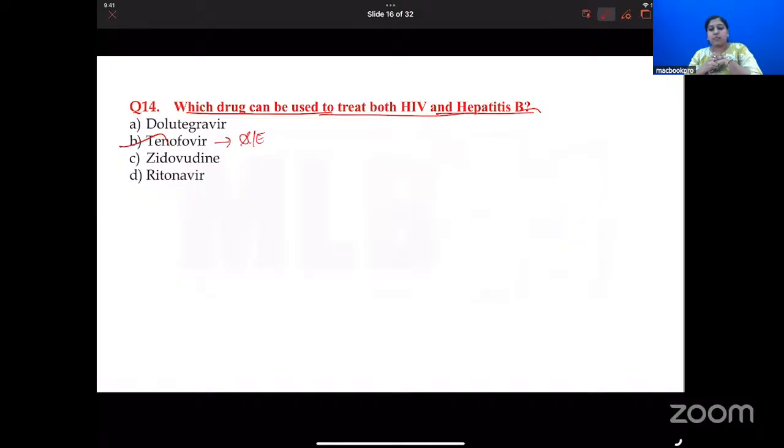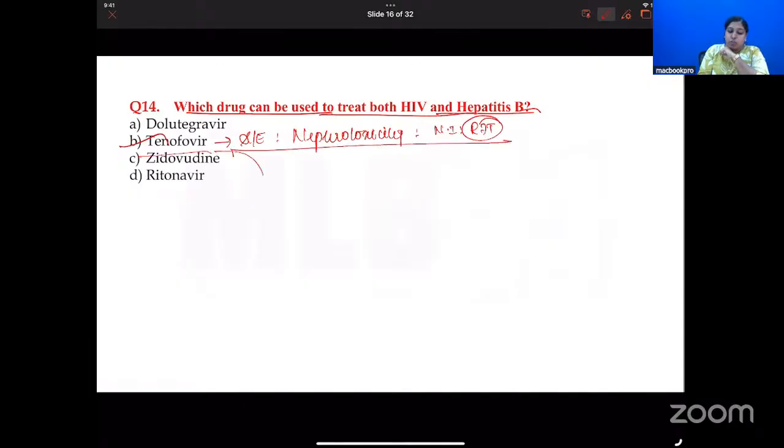Now tell me, tenofovir, what is the side effect of tenofovir? Any answers? See, remember, tenofovir side effect is nephrotoxicity. Right. So the important nursing implication is to monitor RFT. Right. Solving two purposes. If you are learning it, the side effect is nephrotoxicity. Again, this drug is going to cause renal failure. Right. So this drug is going to cause renal failure.